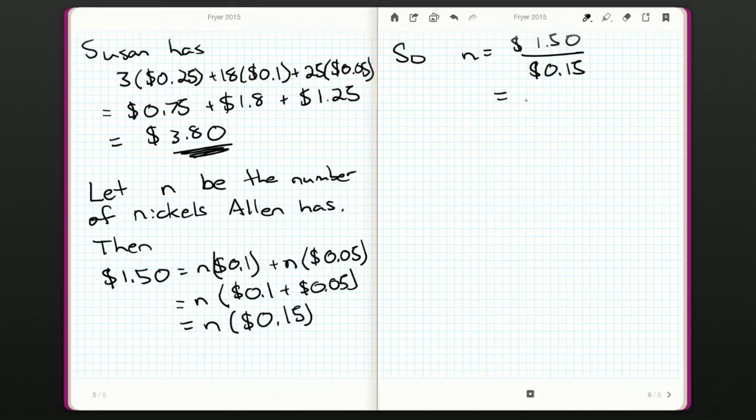You can do that in your head, or you can do it with a calculator. Remember, the dollar signs are units, so they're going to cancel out. He's not going to have $10 of nickels. He's just going to have 10 nickels. Nickels, not nickers. Fairly straightforward.